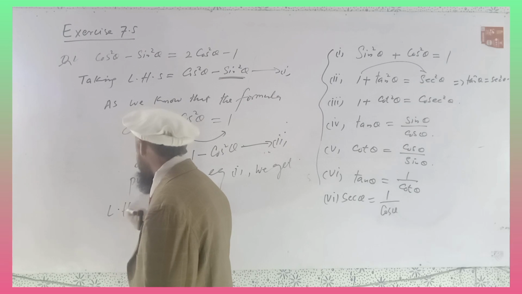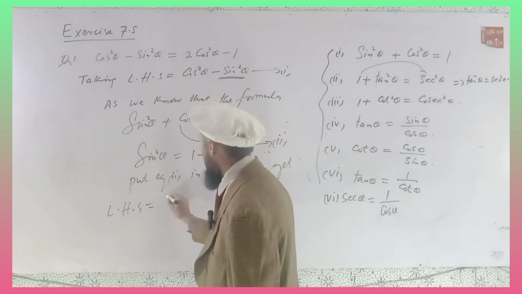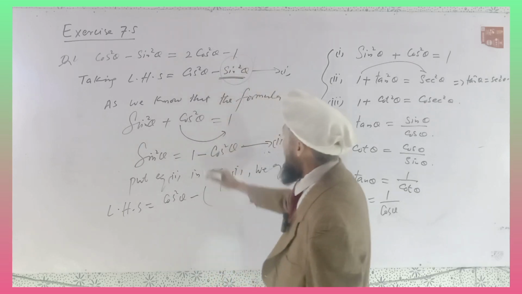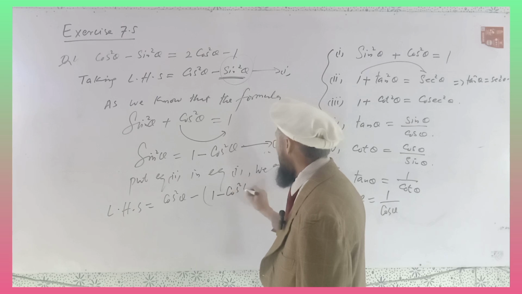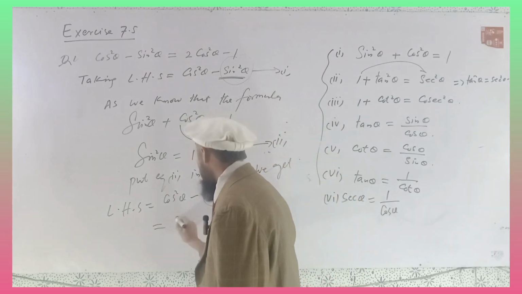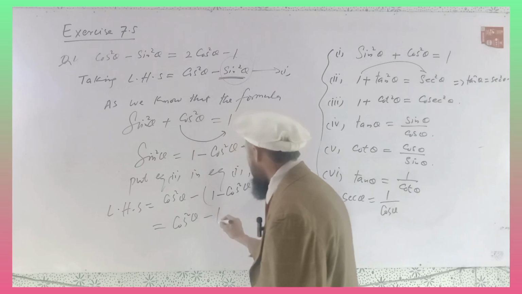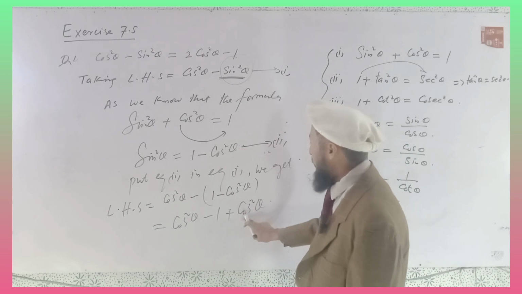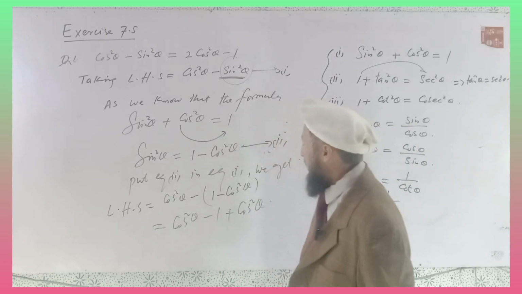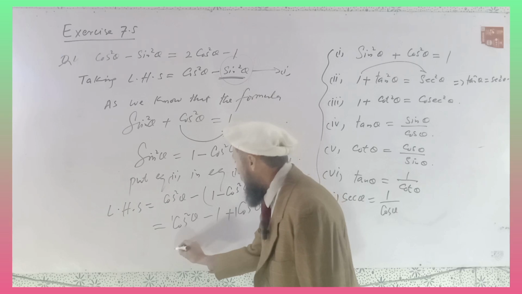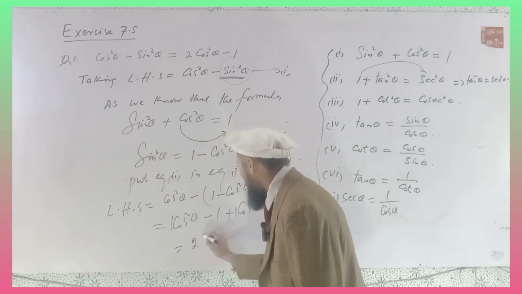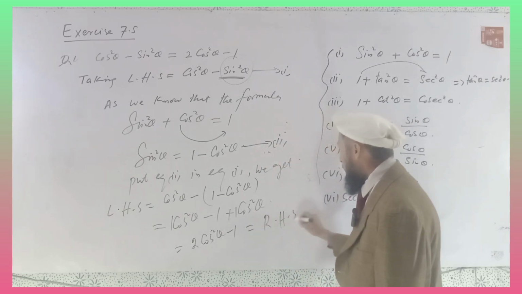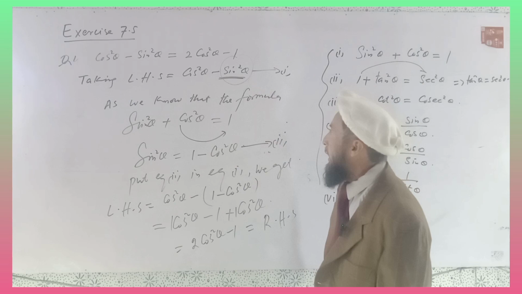So left hand side is equal to cos square theta minus, in replace of sin square theta we put 1 minus cos square theta. So expand the brackets, minus 1, minus into minus plus cos square theta. So both cos square theta are same. So we add the coefficient here. Coefficient is 1 plus 1, 2 cos square theta minus 1, which is right hand side. So we can say the left hand side is equal to right hand side.